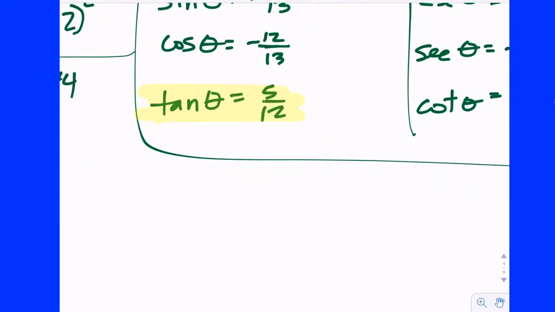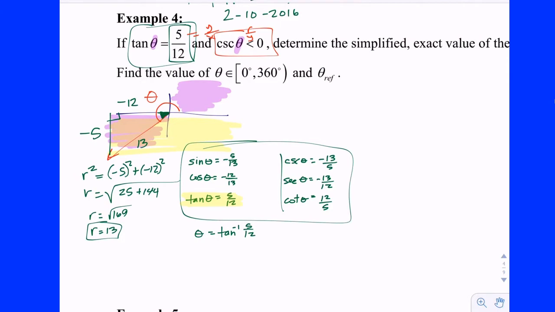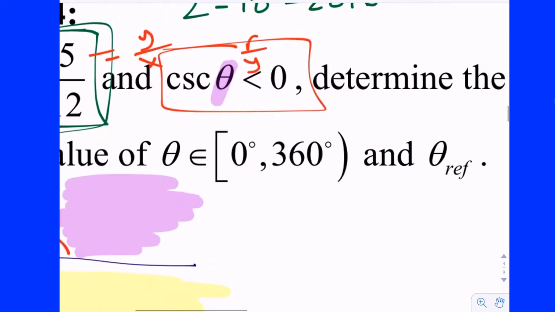You don't have to show taking the inverse tangent on both sides, but here's what you would have to show. Theta equals the inverse tangent of 5/12. Now, do we want our degrees, or our angles, in degrees or radians? Does it matter? It sure does, right? So if you look in the question, it'll give you a hint. Here's the hint. Theta is going to be an element of 0 degrees to 360 degrees. So we need to be in what mode? Degrees.